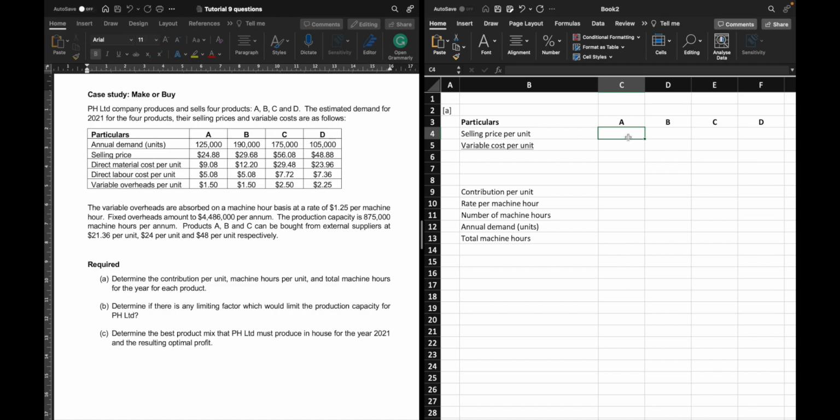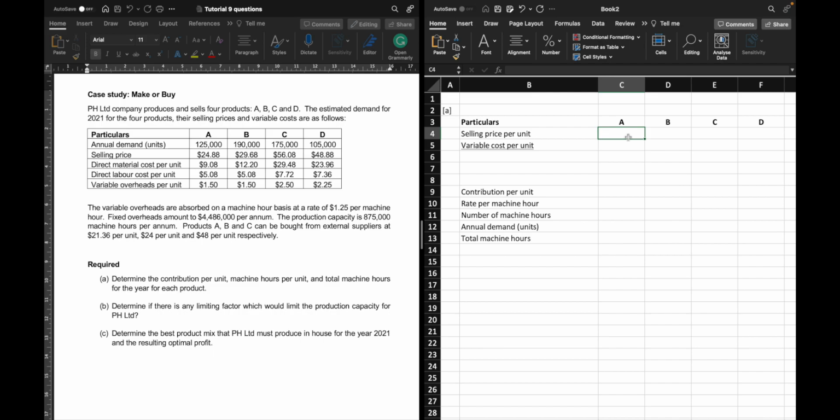The variable overheads are absorbed on a machine hour basis at a rate of $1.25 per machine hour. Fixed overheads amount to $4.486 million per annum. The production capacity is 875,000 machine hours per annum. Products A, B and C can be bought from external suppliers at 21.36 per unit, 24 per unit and 48 per unit respectively. Requirement A.